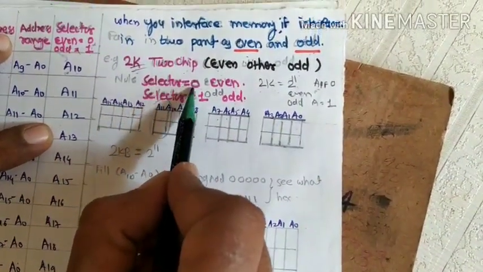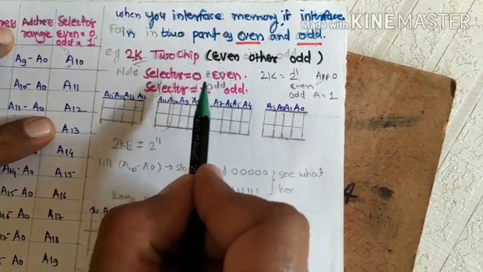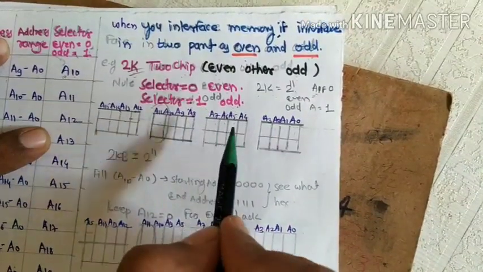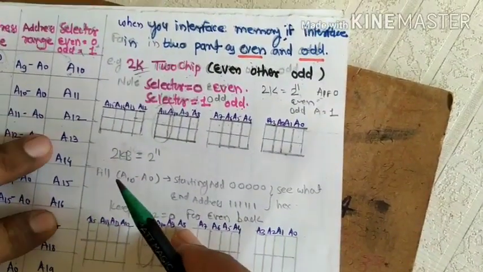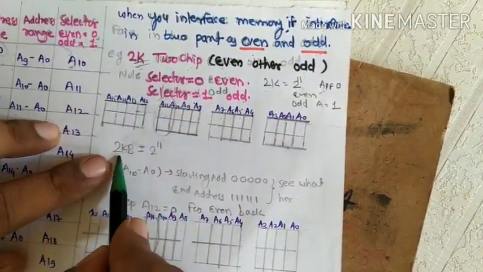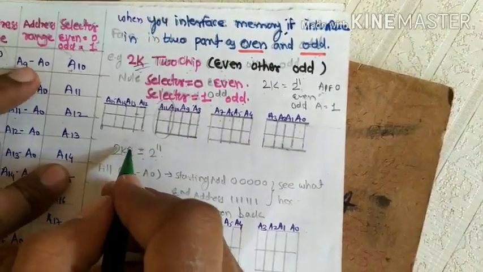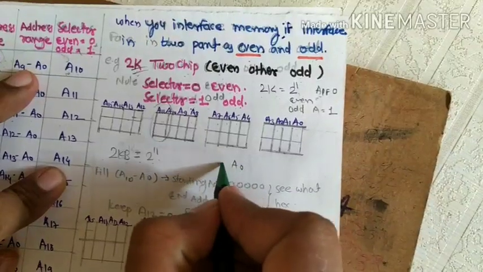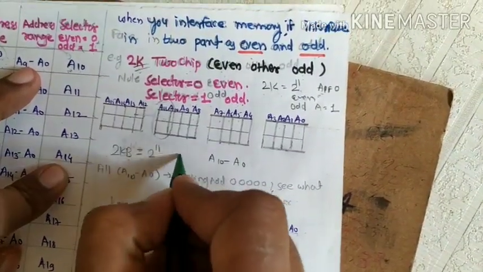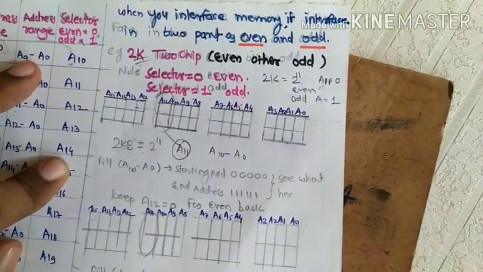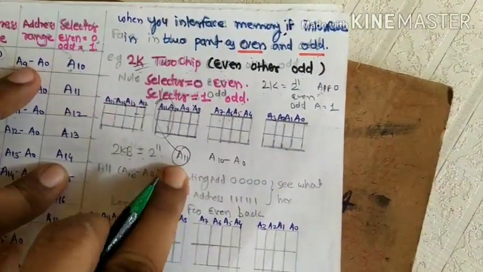If the selector is equal to 0, we select the even memory bank. If the selector is equal to 1, we select the odd memory bank. So in case of 2K, 2KB is equal to 2 raised to 11, so the addressing range is from A0 to A10. The role of A11 is as a selector.